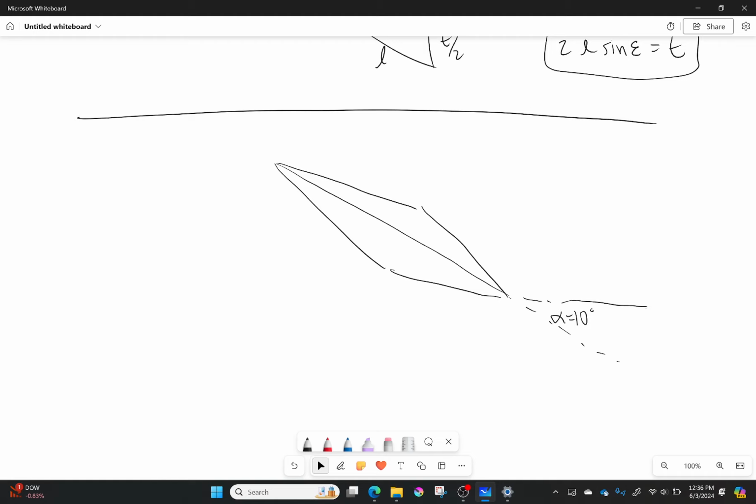Did I draw it at 10 degrees? No, I definitely did not. Forgive me, I do my best here, but that's definitely not at 10 degrees. And so I've got the chord here, I've got the length here, and I've got the thickness right there, T. It's looking good. Now we need a few other values. So I'm going to say that each of these angles is 5 degrees right here.